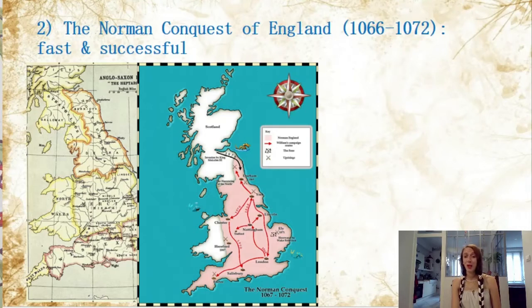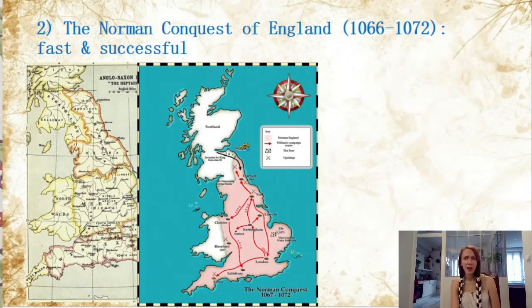The Norman conquest was also fast, and it was also successful. William's promises of land to his followers, as well as the fragmentation of the Anglo-Saxon kingdom that you can see to the left, but that we also talked about just a second ago, meant that the Norman conquest of England between 1066 and around 1072 was fast, and it was successful.